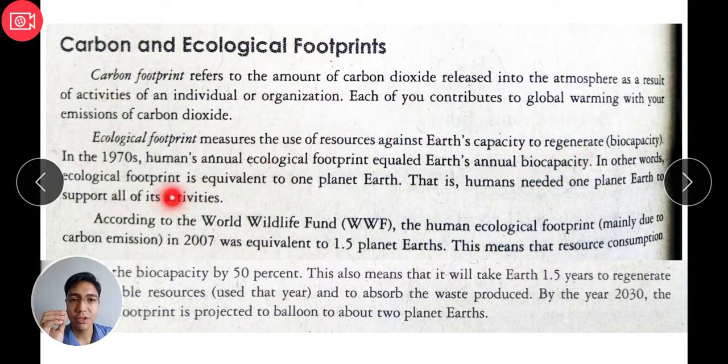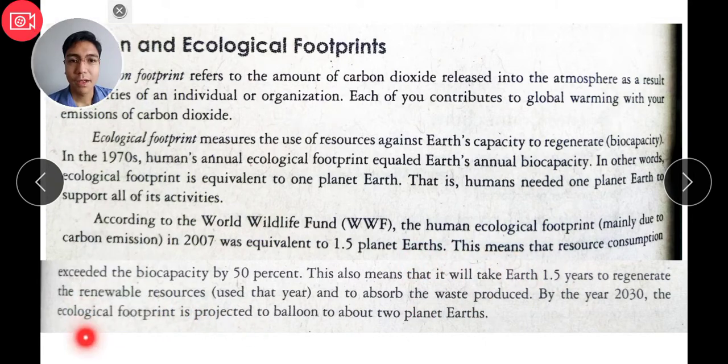In other words, ecological footprint is equivalent to one planet Earth. So yung ecological footprint natin, one Earth equals dun sa demand natin, sa pangangailangan natin. Resources is equal, napupunan, is enough doon sa ating demand. So, according to World Wildlife Fund, WWF, the human ecological footprint, mainly due to carbon emission in 2007, dahil sa pag-emit ng carbon dioxide natin. Okay. Yung ecological footprint natin is now equivalent to 1.5 planet Earths. Ano ibig sabihin nun? It exceeded the biocapacity by 50%.